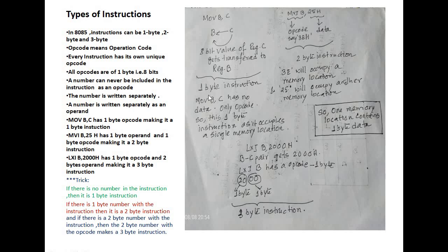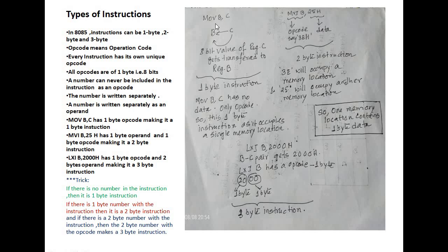Now see here, MOV B comma C is an assembly language instruction. The assembler will convert this to machine language, that is, it will make a binary equivalent of it. This binary equivalent of the instruction is called the opcode. Understood? Now see here, you are writing MOV B comma C in assembly language.